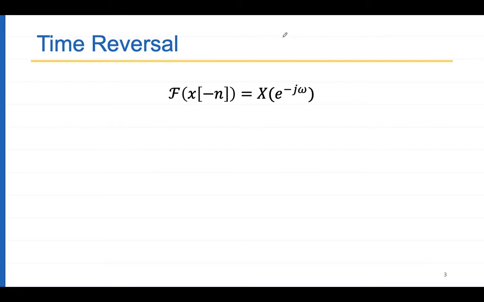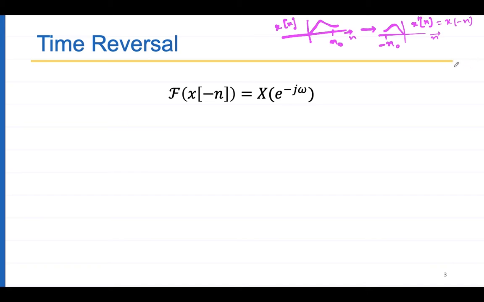Okay, next property. If I reverse the time of my signal, basically if I flip my signal along the x-axis, let's say my signal was something like this, and I transform it into this. So it means if it was some n naught here, now it is minus n naught here. This is my x of n. This is my x dash of n, which is equal to x of minus n, and n is anyways in this direction in both the cases.